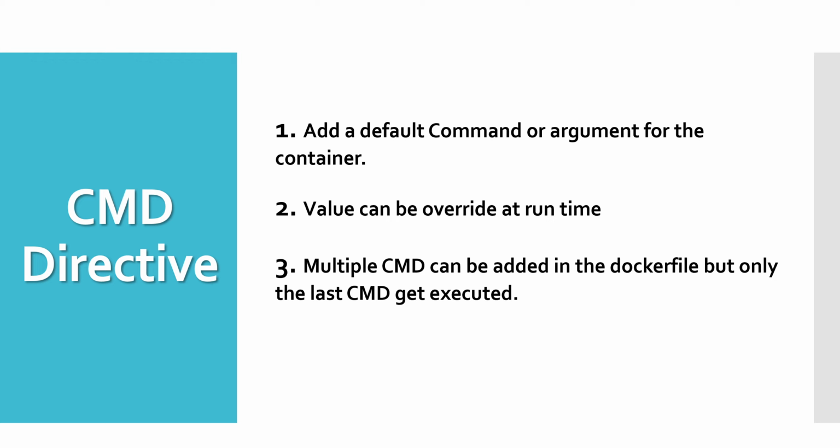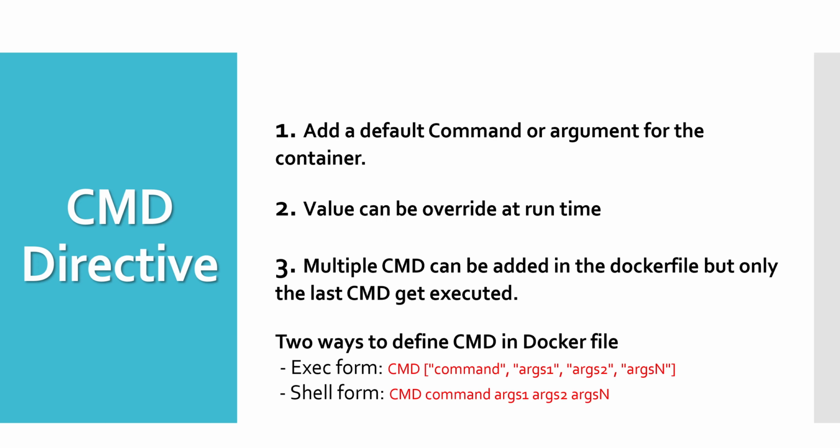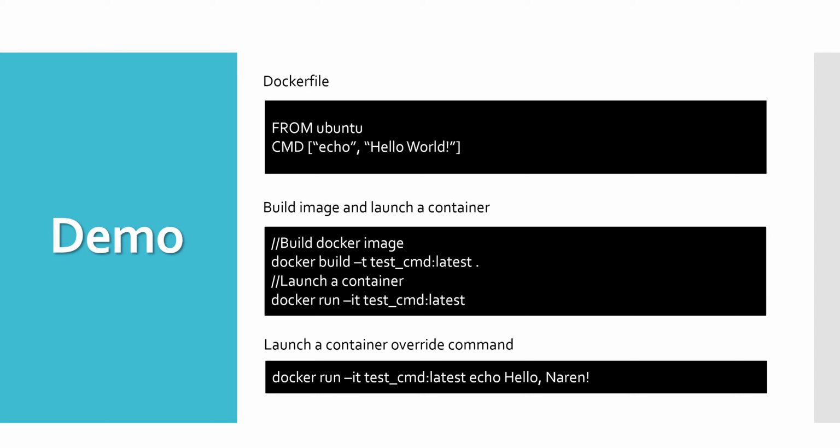Multiple CMD instructions can be added in the Dockerfile, but only the last CMD gets executed. So this is the small information about the CMD. And there are two ways to define CMD in the Dockerfile: exec form and the shell form. Now it's the demo time. I will move to my Ubuntu VM to show you the demo of how you can define the CMD instruction in the Dockerfile and how to override the value of the default command.